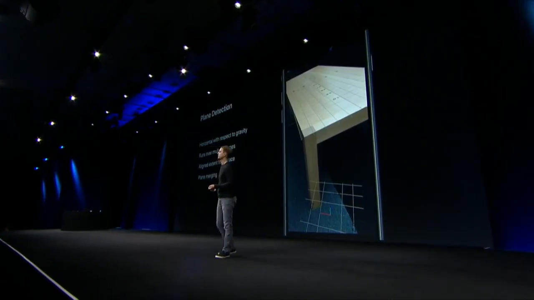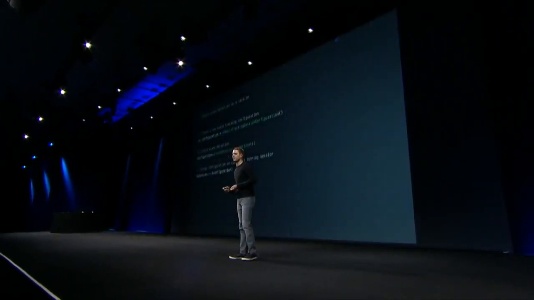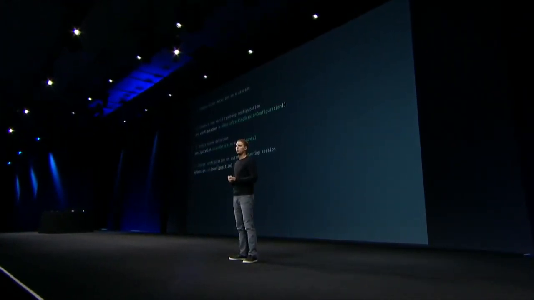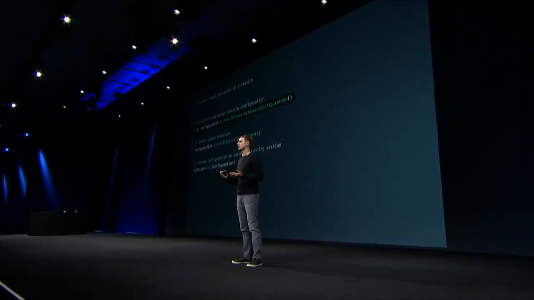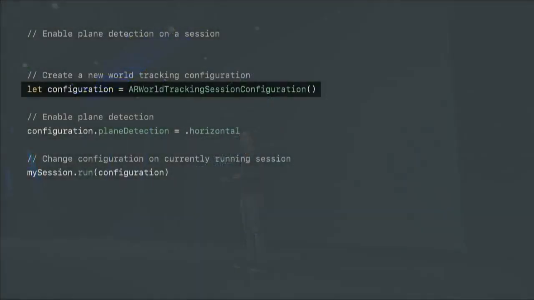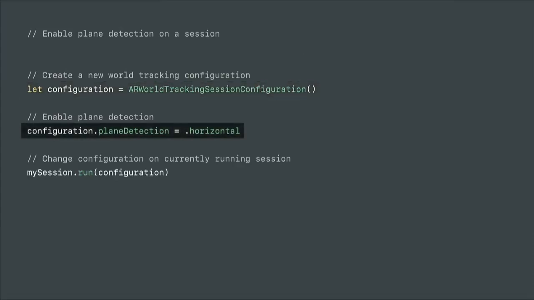Let's have a look at how to use this in code. The first thing we want to do is create an AR world tracking session configuration. And plane detection is a property you can set on an AR world tracking session configuration. So to enable plane detection, you simply set the plane detection property to horizontal. After that, you pass the configuration back to the AR session by calling the run method, and it will start detecting planes in your environment.